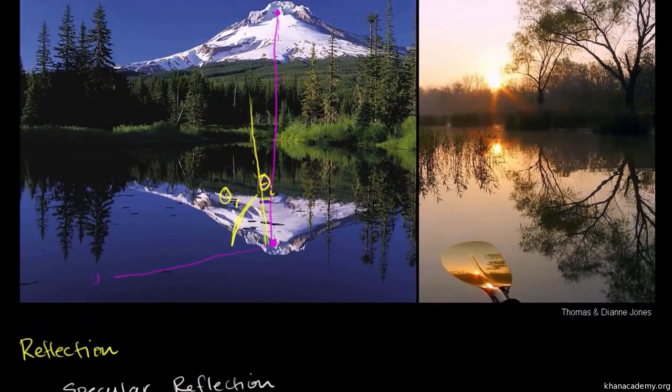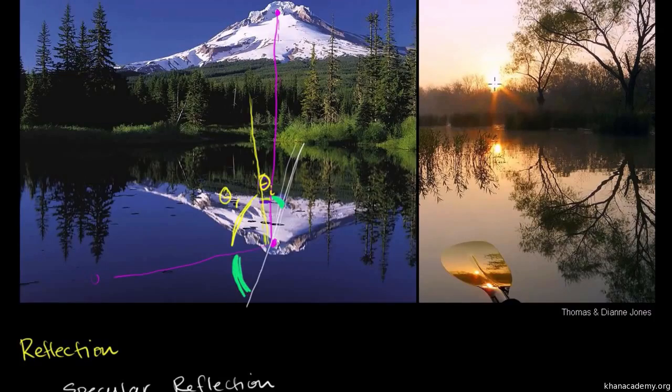So another way you could view it is, if we look at the surface of the water, let me draw a line along the surface of the water. Another way to think about it is that this angle right over here is going to be the same as this angle right over there. And you can also see it in this reflection right over here.